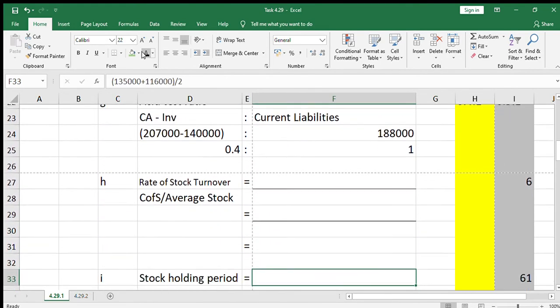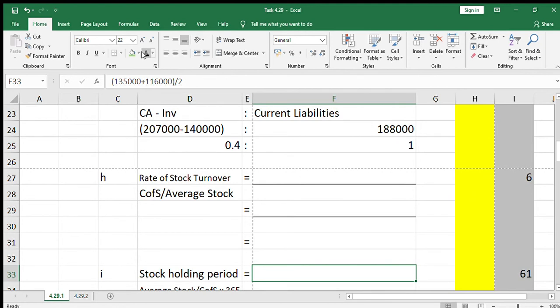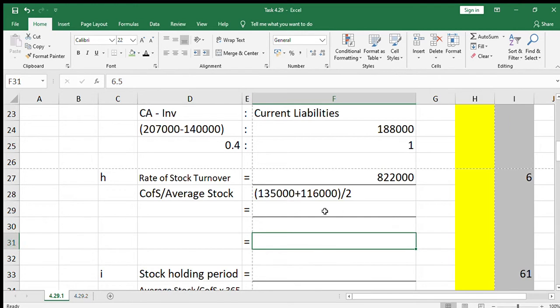Okay, the next one we're going to calculate is the rate of stock turnover. The formula, I've just abbreviated it here, is cost of sales divided by average stock. So cost of sales is 822,000. Average stock will be the trading stock figures or the inventory figures for the 2 years, adding them up and dividing by 2. Now for inventory you've got a note for it. So if I look in note 1, the trading stock amount is 135,000 for this year and 116,000 for last year. So I'm just going to add those two up and divide by 2.